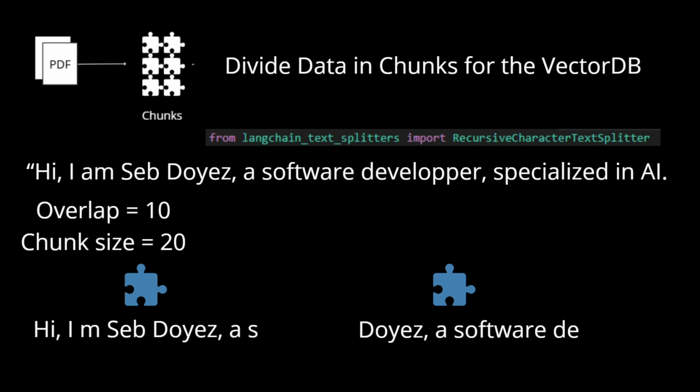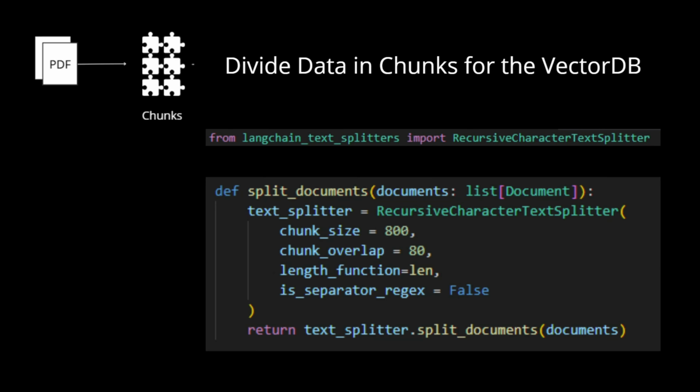For the second one, I will take 10 characters from the previous chunk and also 10 other characters from the sentence. So we have a chunk size equal to 20. Doyer, a software, D, and something. So you get the idea of the RecursiveCharacterTextSplitter. Okay, so this is how I use the RecursiveCharacterTextSplitter in my code.